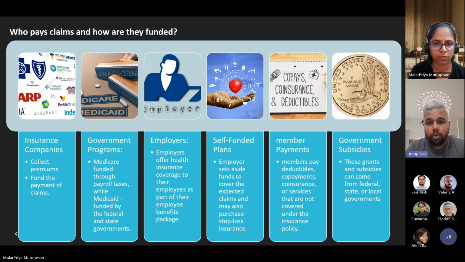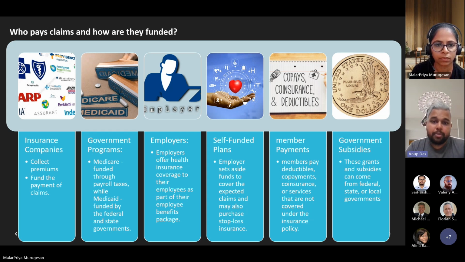Now, these funds are collected from employers and employees, and it is paid to the healthcare services that have been provided. On self-funded plans, some employers or organizations opt for self-funded or self-insured health plans. What happens there is, employers assume financial risk for paying the healthcare claims instead of transferring it to the insurance company. So they directly do it, and they set aside these funds to cover the expected claims, and may also purchase stop loss insurance to provide protection against excessive claims. And so this is what is covered under self-funded plans.